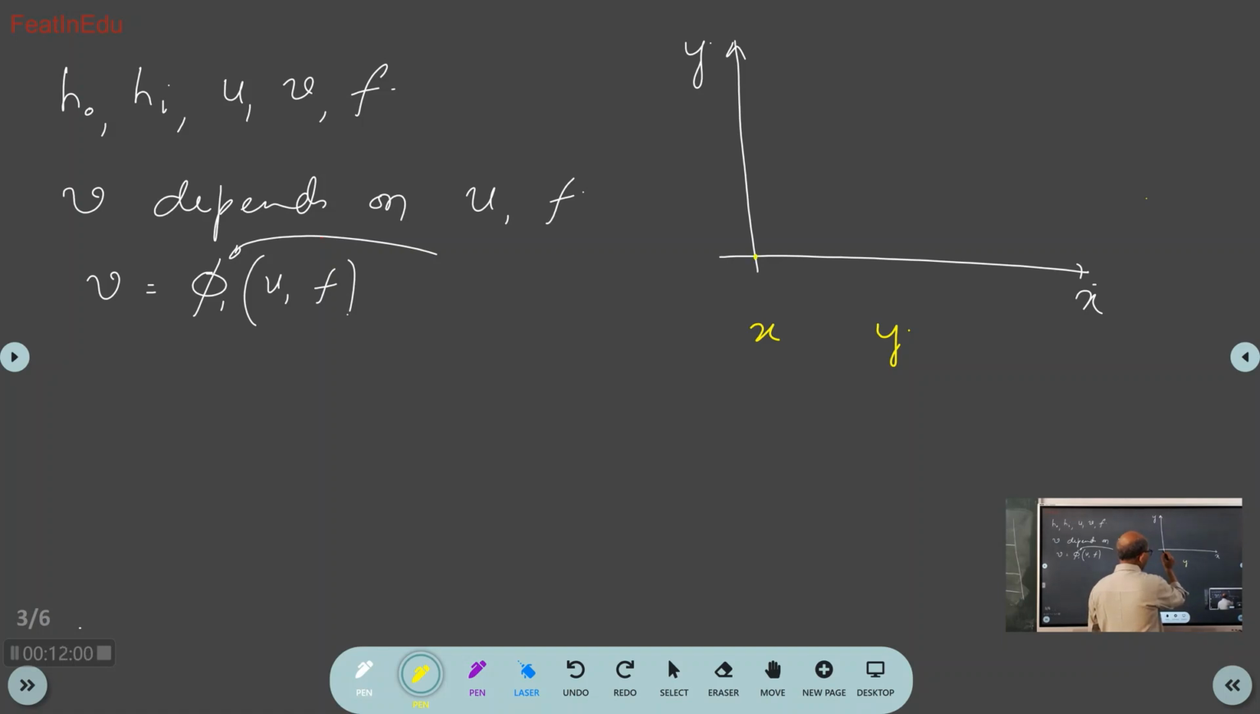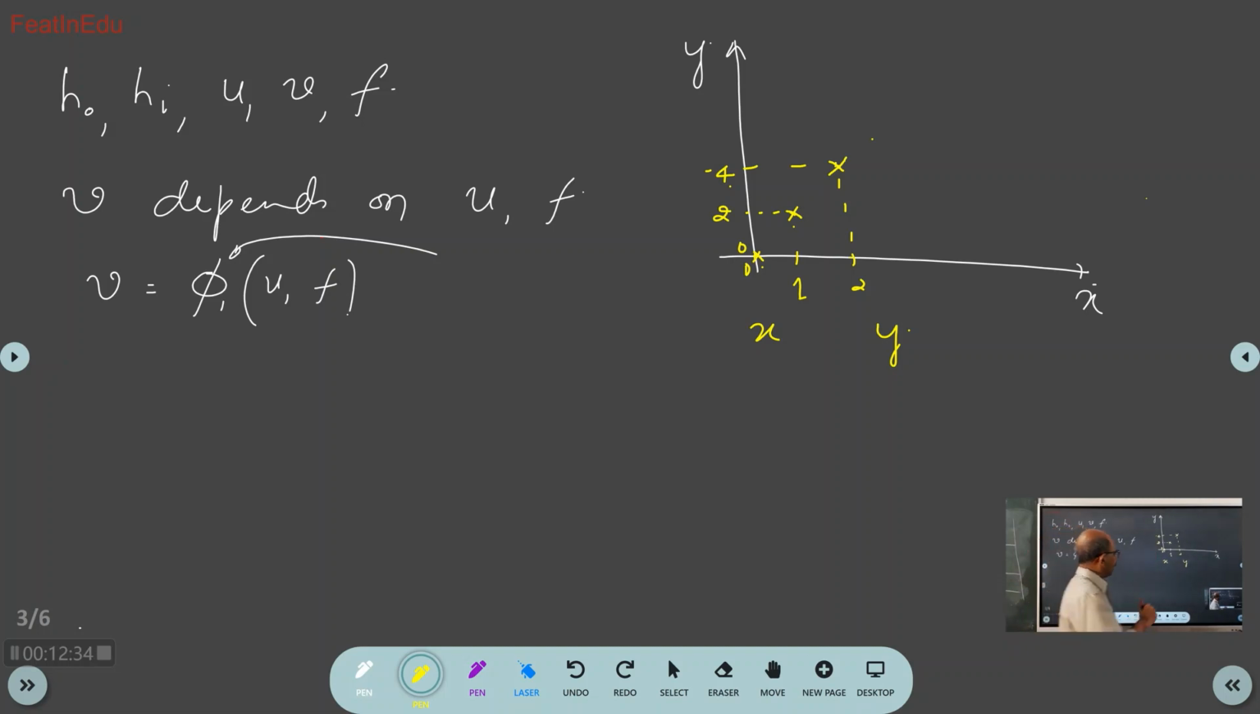So if x value is 0, y value is also 0. If x value is 1, y value is 2. If x value is 2, then the corresponding y value is 4, and so on. So I will get these points. This point corresponds to x is equal to 0, y is equal to 0. This point corresponds to x is equal to 1, y is equal to 2. This point corresponds to x is equal to 2, y is equal to 4. I suppose we are able to grasp it.